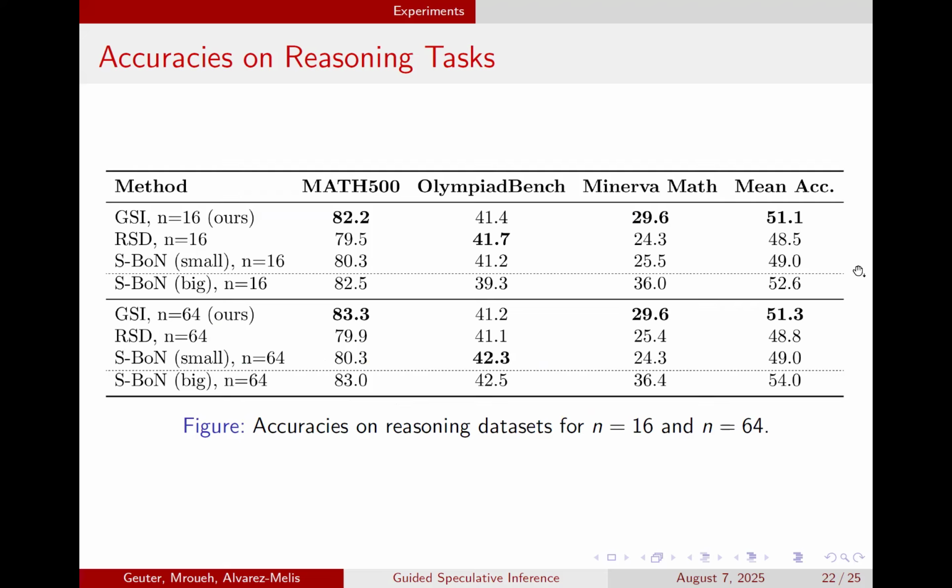Like you saw on the plot already, in Math 500 and Minerva Math, our algorithm outperforms RSD and soft-SFN with a small model. On the Olympiad bench, it's the other way around, I guess just due to the small model being better here. But overall, both for n equal to 16 and n equal to 64, GSI approaches the performance of soft-SFN with a big model.